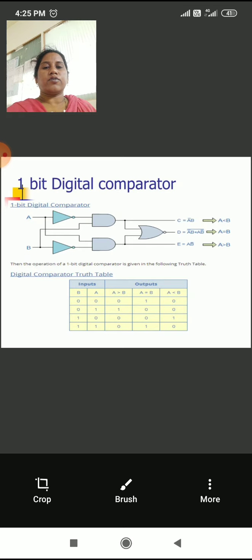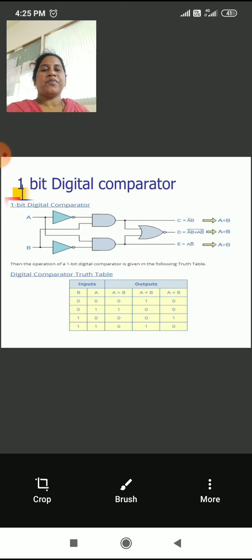Now we will see the truth table for this digital comparator. We have inputs A and B. When the inputs are 0 0, the outputs A is greater than B is 0, and outputs A is equal to B and A is less than B follow. In the first case, when A is 0 and B is 0, both the inputs are the same, so our equation will be A is equal to B. That's why in the truth table we have shown the A is equal to B output column as 1.